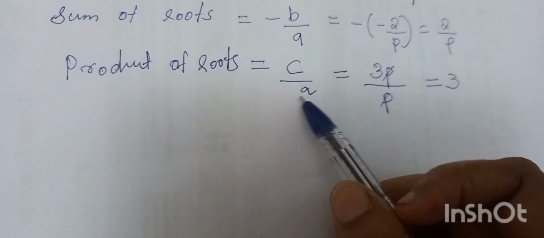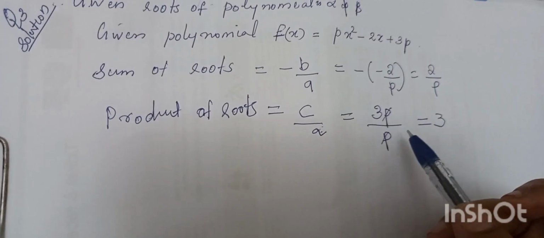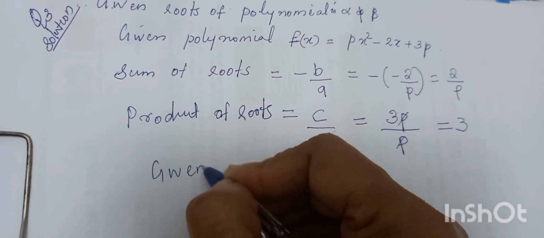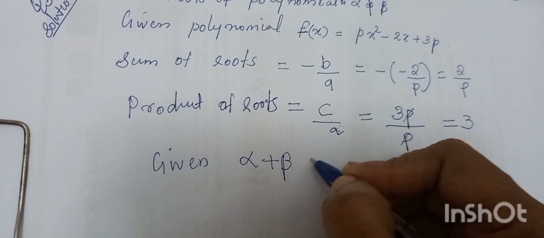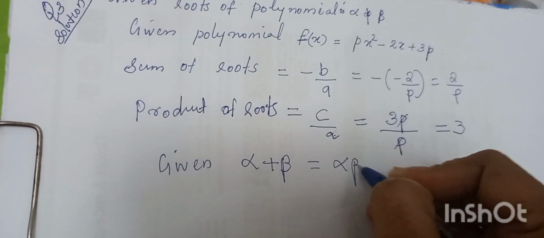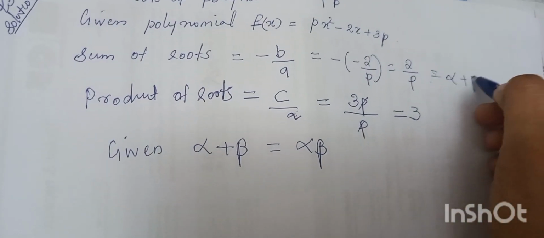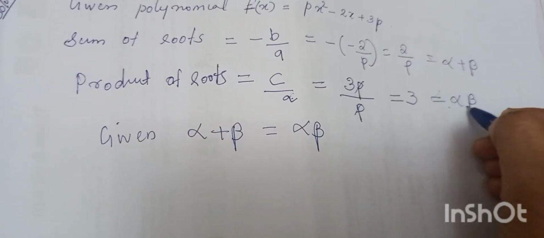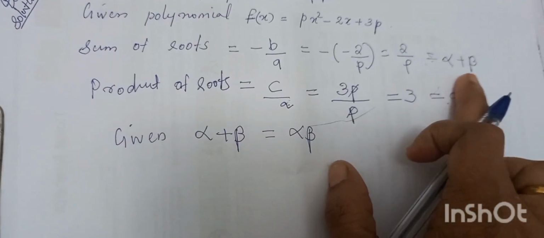Product of roots is equal to c by a, which is 3. Then, one more condition is given: alpha plus beta is equal to alpha beta. So given alpha plus beta is equal to alpha beta, we have to find the value of p.